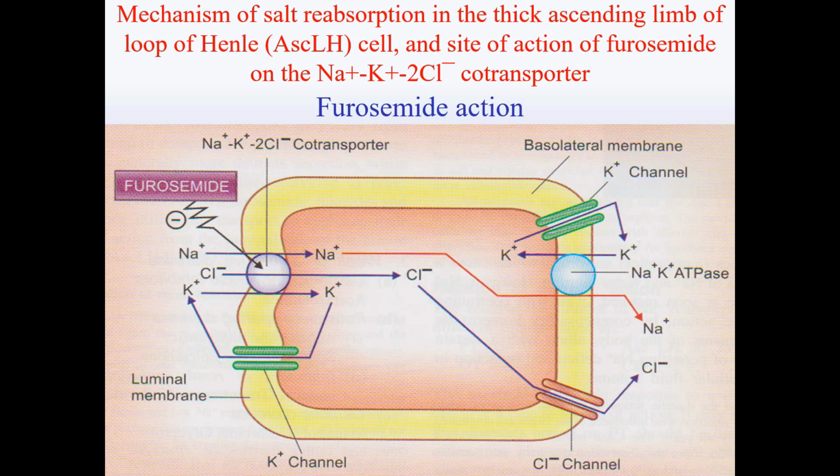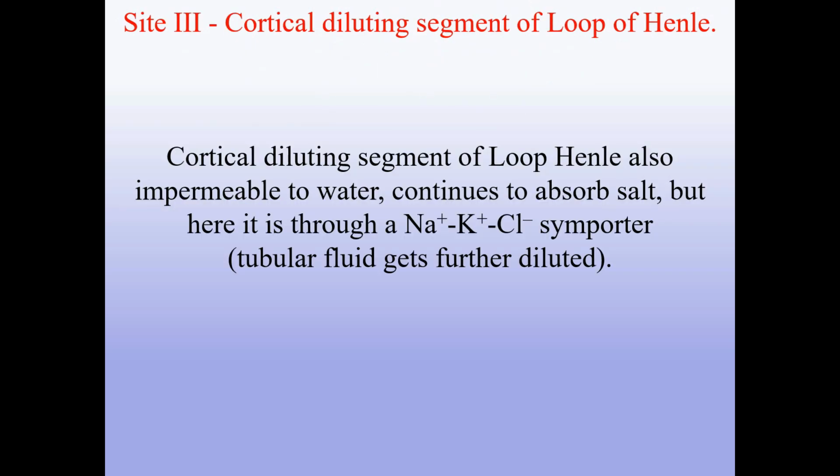Here you can see the mechanism of salt reabsorption in the thick ascending limb of loop of Henle cell and the site of action of furosemide on the sodium-potassium 2-chloride cotransporter. Site 3. Cortical diluting segment of loop of Henle. The cortical diluting segment, also impermeable to water, continues to absorb salt, but here it is through the sodium chloride symporter. Tubular fluid gets further diluted.